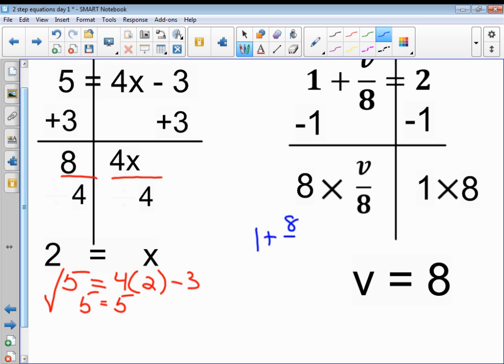I have 1 plus 8 over 8 is equal to 2. Now this goes back to order of operations. 8 divided by 8 comes first. We can't add. So 8 divided by 8 gives me 1, and 1 plus 1 does give me 2.